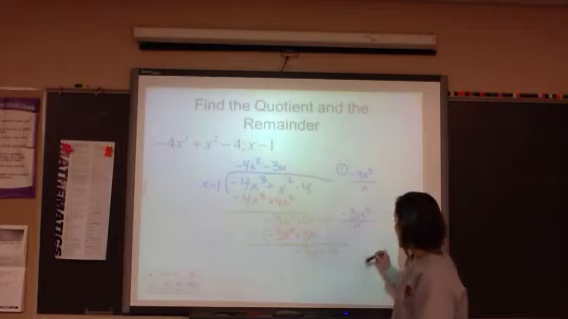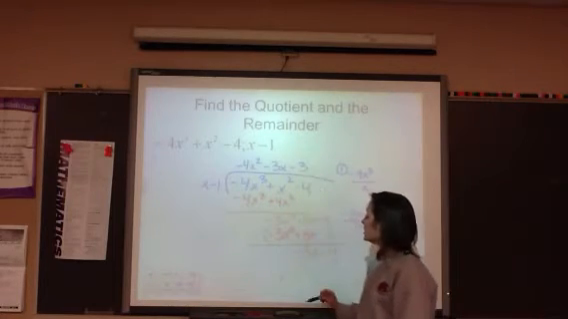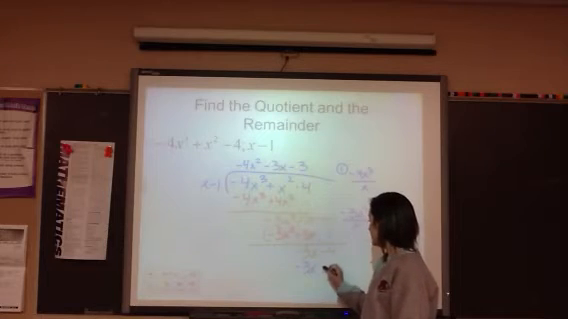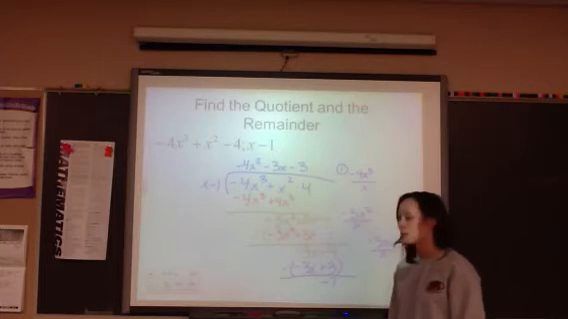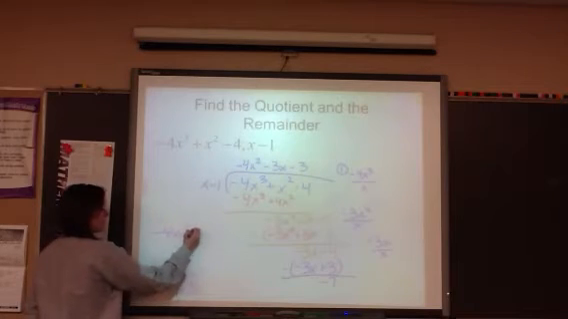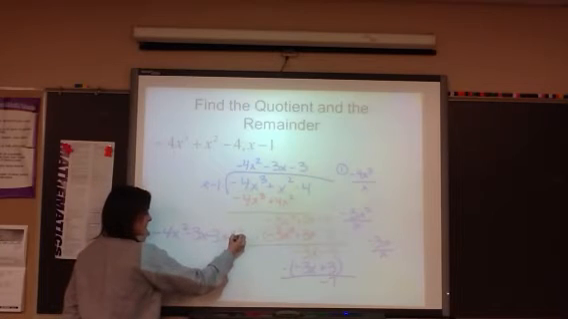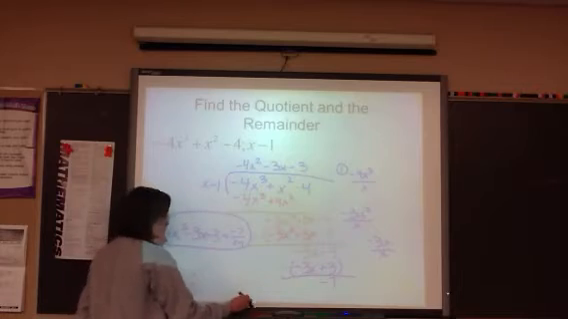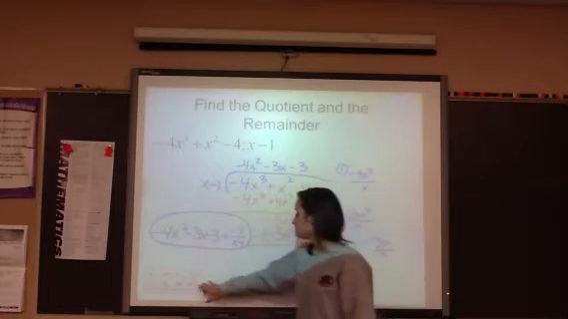So step 1 is to divide and get negative 3. So distribute: negative 3x plus 3. Subtract, and you get negative 7 for a remainder. So we have negative 4x squared minus 3x minus 3 plus negative 7 divided by x minus 1. Please come with questions about long division on Tuesday.